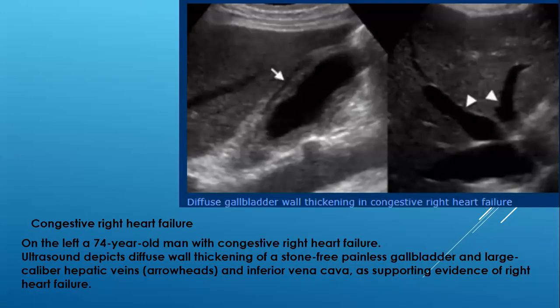Congestive right heart failure. A 74 years old man with congestive heart failure: ultrasound detects diffuse wall thickening of a stone-free, painless gallbladder, and a large caliber hepatic vein and inferior vena cava, supporting evidence of right heart failure. He has no signs or symptoms of acute cholecystitis or calculus, only wall thickness. Here we see dilatation of the IVC and the intrahepatic veins. This is the sign that this is congestive heart failure.